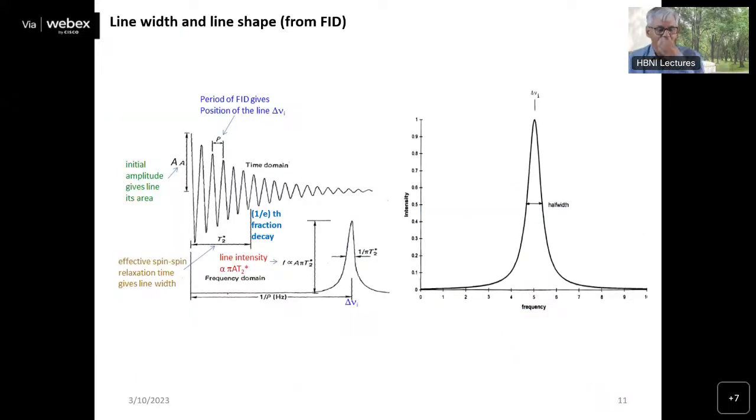Okay, so now let us see some other points in the NMR spectrum. One is called the line width and the line shape. As I have told, if you do the Fourier transform of the FID, you always get a Lorentzian line. Now, if you see the FID, there are a couple of things.